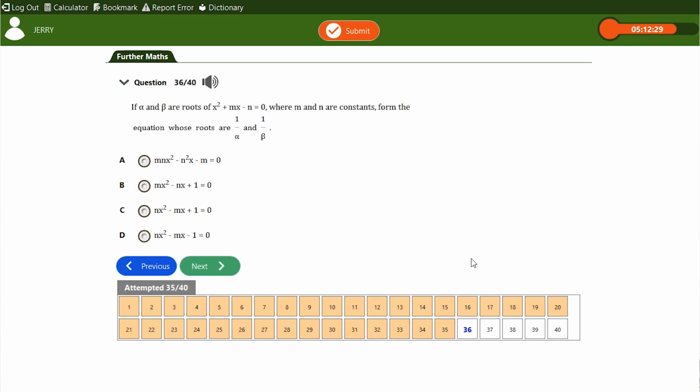If these are constants, form the equation whose roots are 1 over alpha and 1 over beta. 1 over alpha and 1 over beta. And from this, I have that x squared plus mx minus n equals 0.